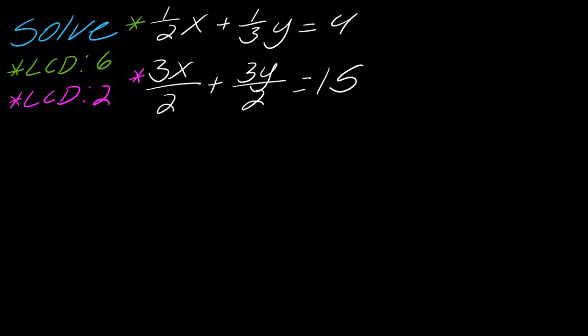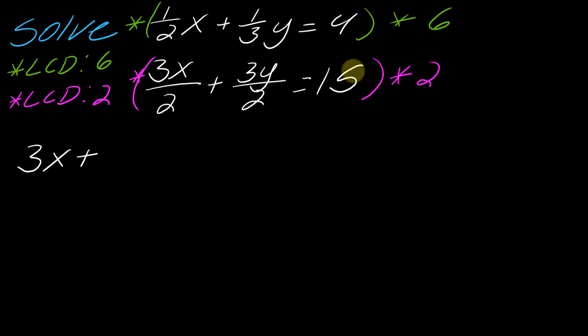The first thing I want to do before I do anything else is clear the fractions. So I'm going to multiply each equation by its respective LCD. If I do that, 1/2 of 6 is just going to leave me with 3, so it's 3x. And 1/3 times 6 is going to leave me with 2, so it's 2y. And then don't forget 4 times 6, you have to multiply everything, so it's going to equal 24.